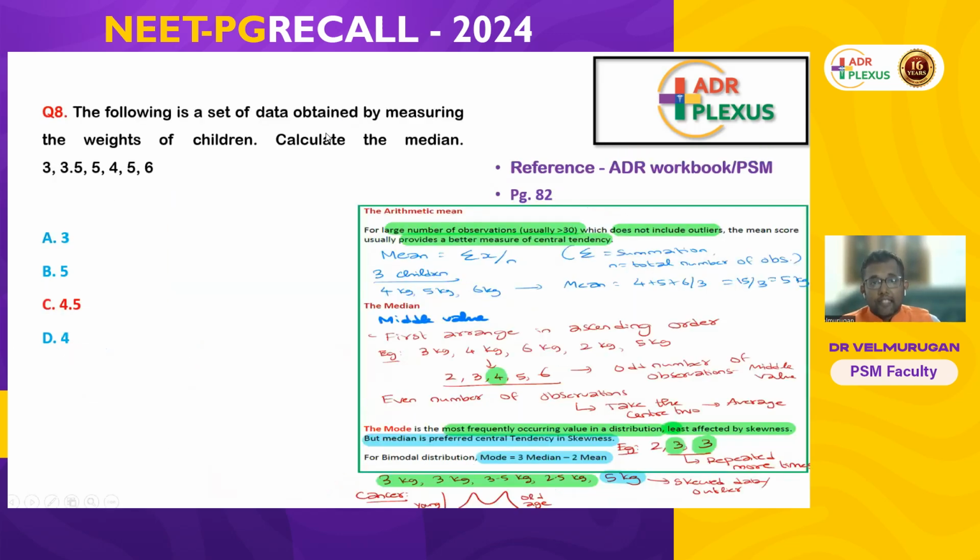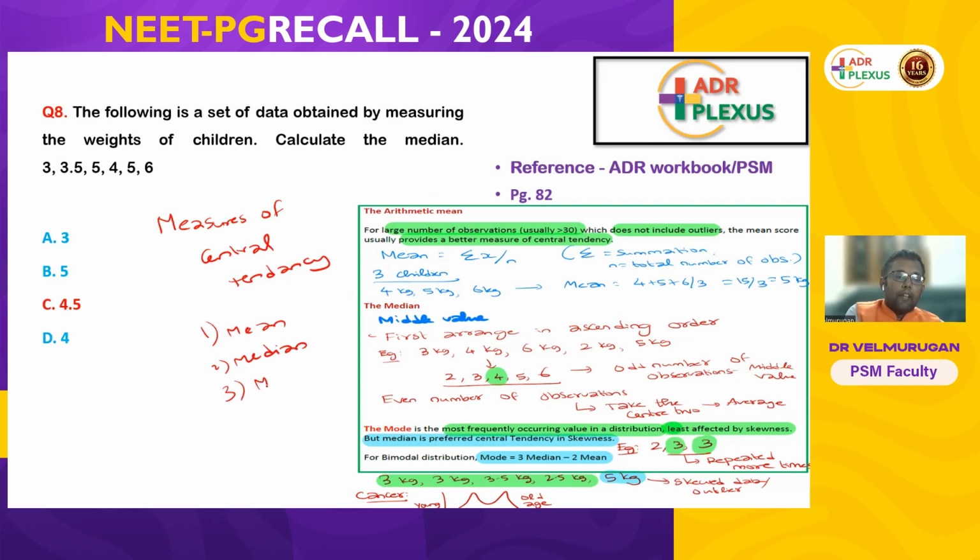The following is a set of data obtained by measuring the weights of children. Calculate the median. We saw measures of central tendency. So what are the measures of central tendency? We have three things: mean, median, and mode.